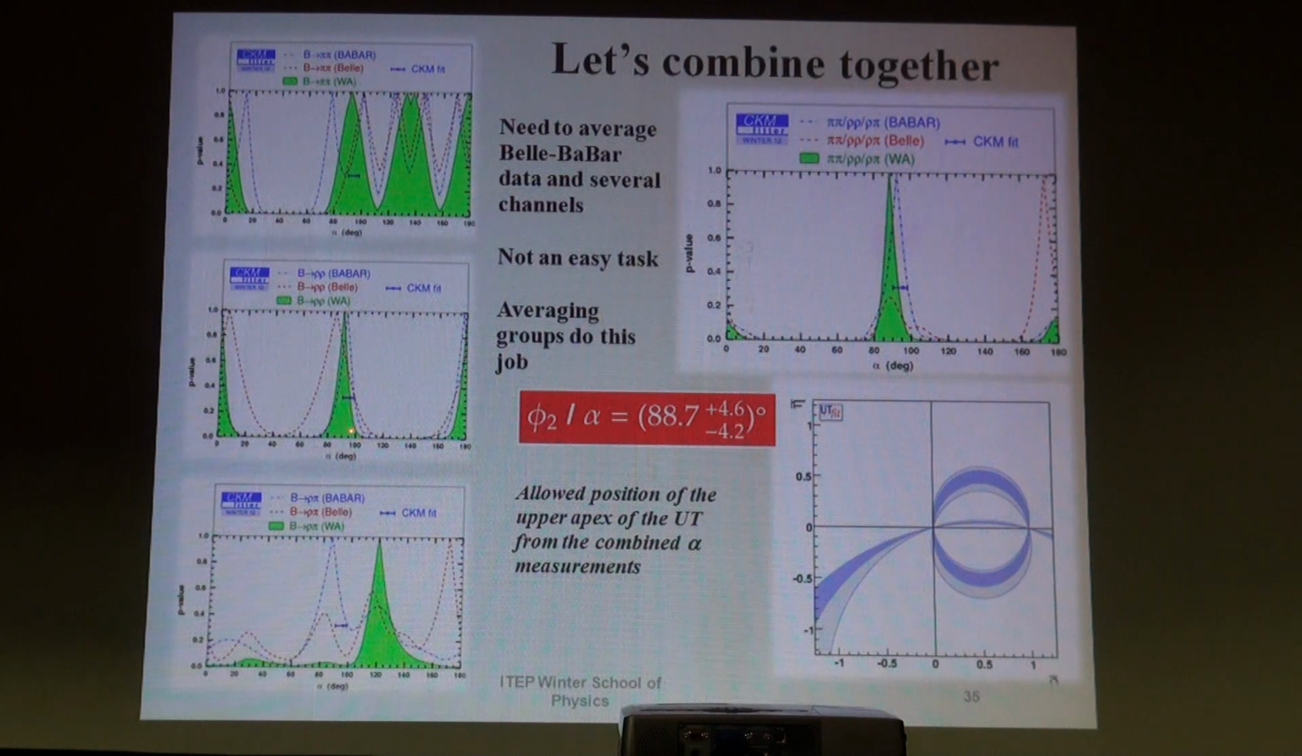And it's really done. There is another final state, rho pi, which also gives some more information. So if we combine all these three measurements together, we finally measure alpha with not bad precision. It's about 90 degrees, and the present precision is quite nice. If you look at the unitarity triangle in the complex plane of rho-eta, this is the allowed region from these measurements.